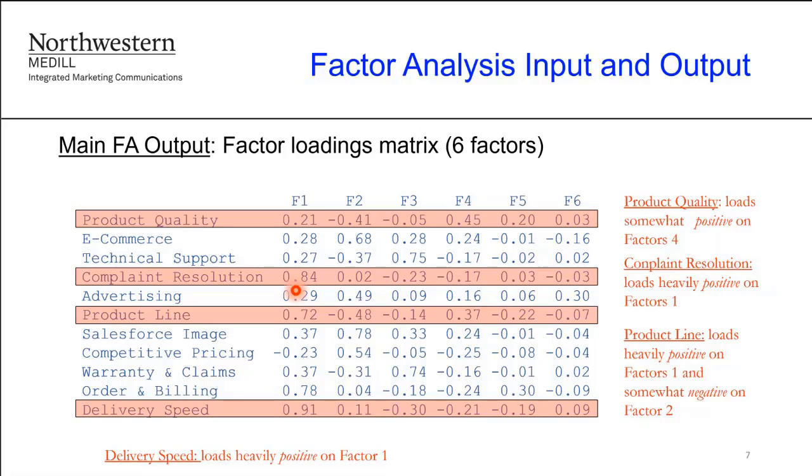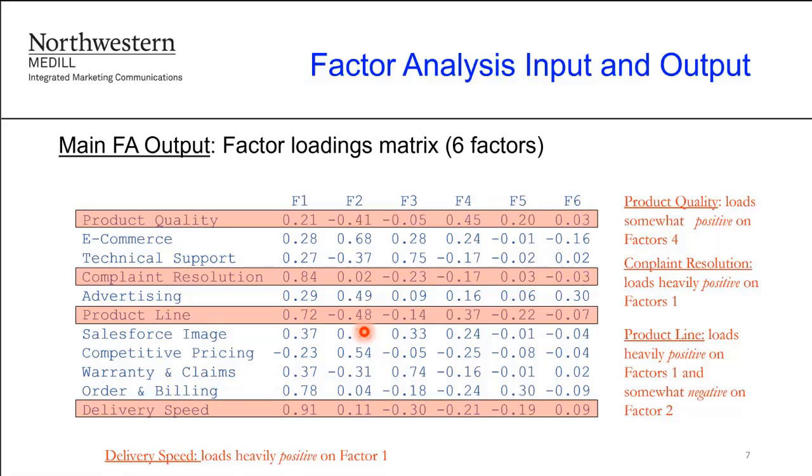Let's do a couple more questions. How about the product line? If you look at these factor loading values, under F1 the value is positive and significant. It's rather high. And what about the others? Under F2, this is negative, and somewhat significant. So the product line loads heavily positive on factor 1, and somewhat negative on factor 2.